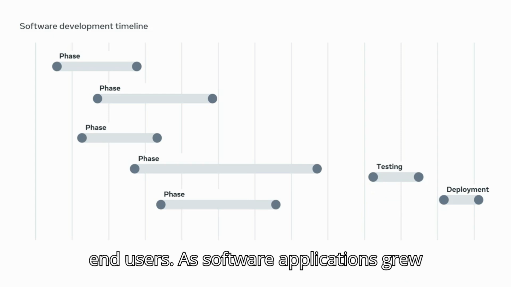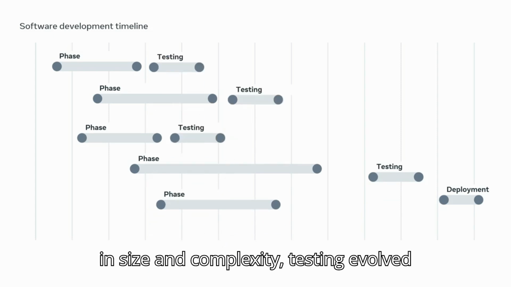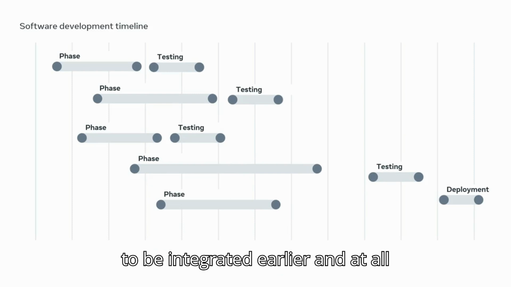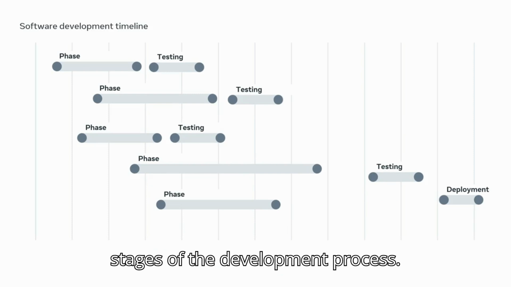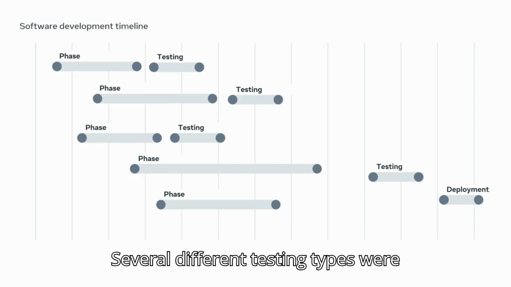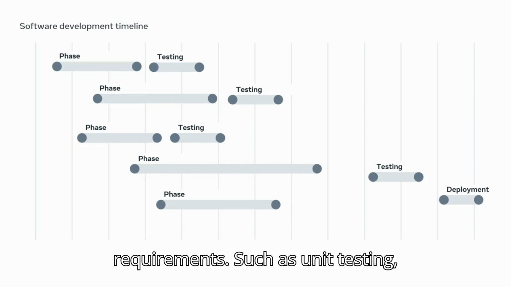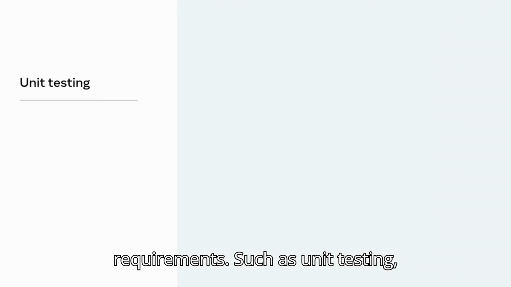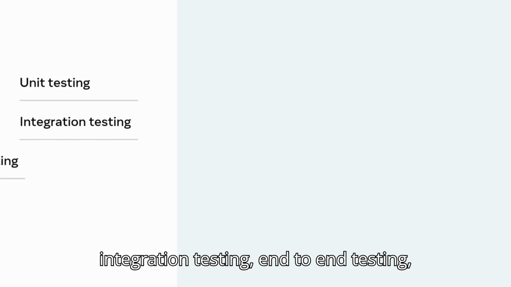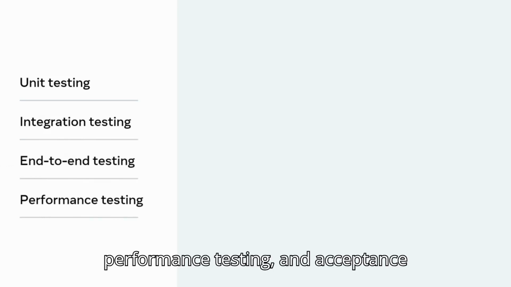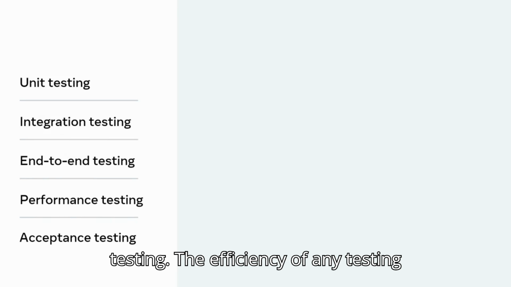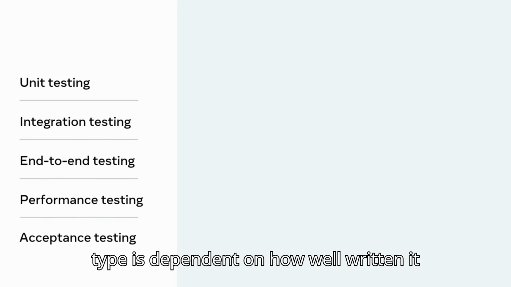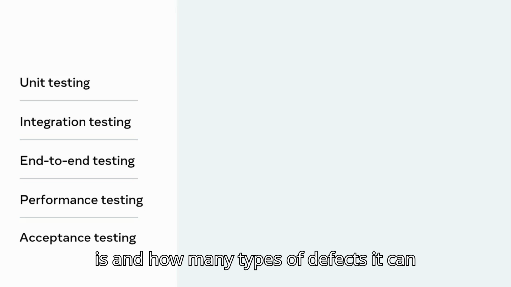As software applications grew in size and complexity, testing evolved to be integrated earlier and at all stages of the development process. Several different testing types were created to deal with emerging requirements, such as unit testing, integration testing, end-to-end testing, performance testing, and acceptance testing. The efficiency of any testing type is dependent on how well written it is and how many types of defects it can detect.